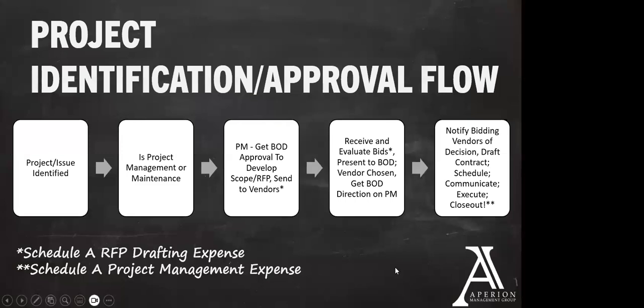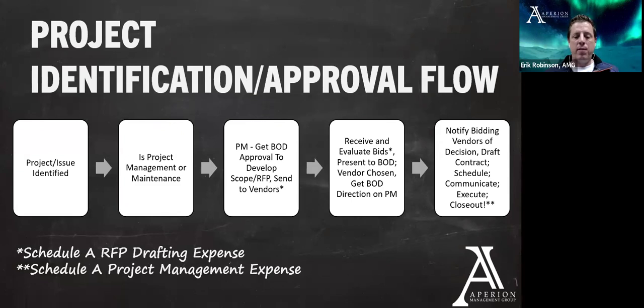Once that scope and that request for proposal is developed, we're going to send that to as many vendors as we have sourced. Sometimes committees or board members may say, we want you to send it to these people or these people. We have a long list of vendors by association and just global vendors that we can draw from to send that RFP out. And that is going to be an RFP drafting expense per the Schedule A, which is separate from a project management expense. And I'll talk about that for just 1 second.